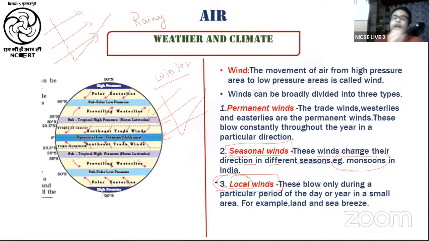These are found in a particular location locally, right? So this blows during a particular period. For example, it can blow in the daytime, or it can blow in a year also in a particular small area. So these are those winds which are found in a particular location only. Your examples would include land breezes and sea breezes, right? Which are seen during the daytime as well as in the night time.